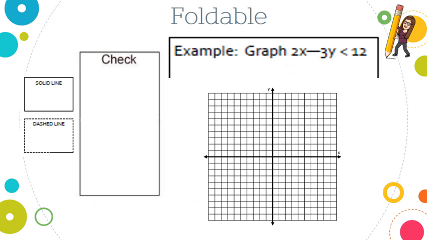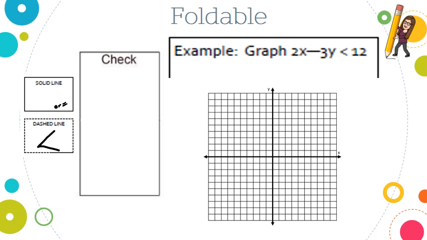So let's take a look at this first example. To start off, let's decide if it's a solid or a dashed line. So in this case, it's going to be a dashed line because it is less than, right? Solid lines are always or equals to, and since we don't have that, it's going to be dashed.